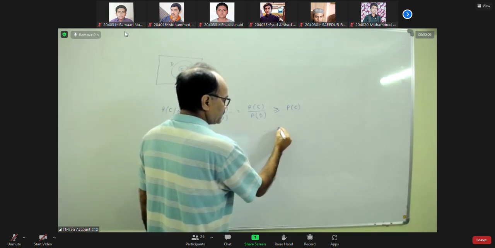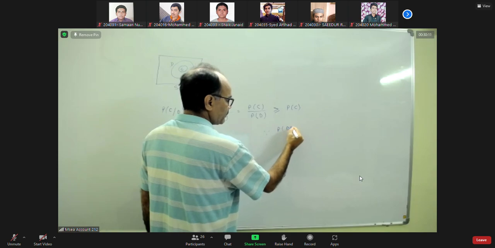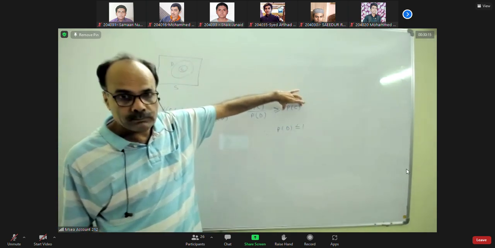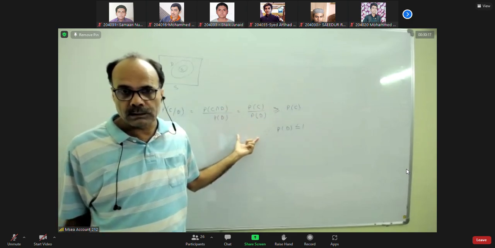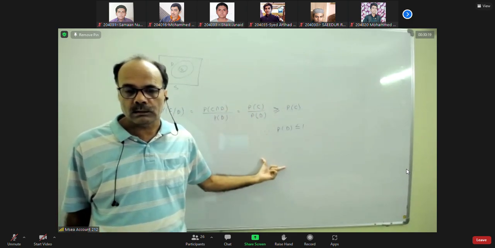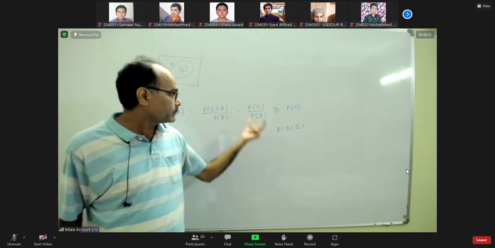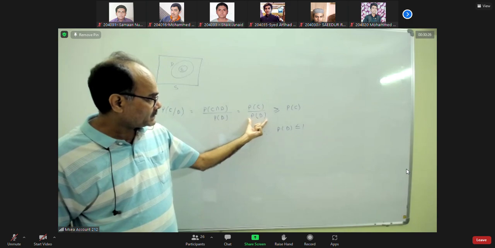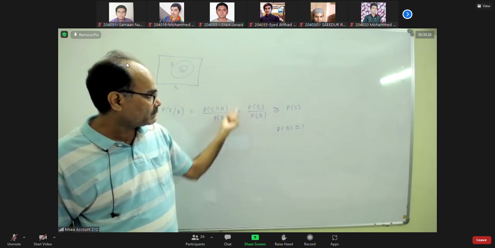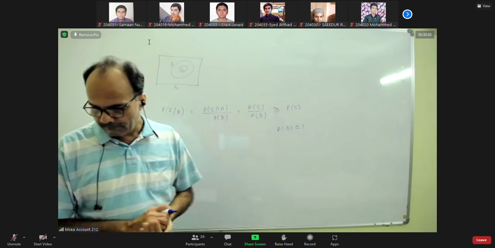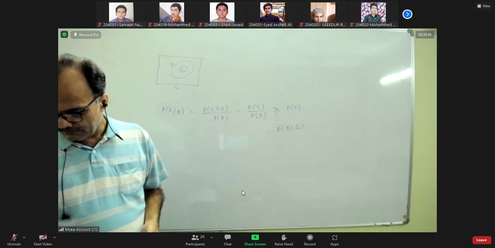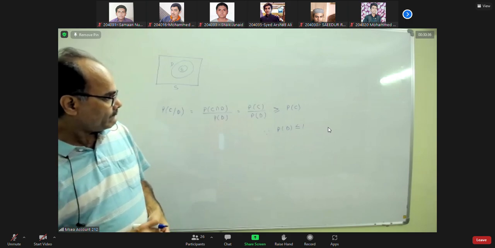Since PD is less than or equal to 1 and positive, the numerator part is the same. PD is less than or equal to 1. So if you divide this number by some real number which is less than or equal to 1, obviously this will be greater than or equal to PC. Yes, sir, understood.